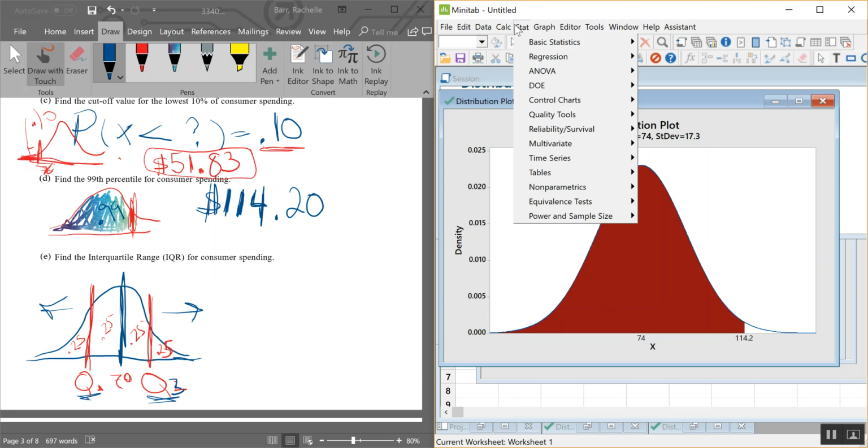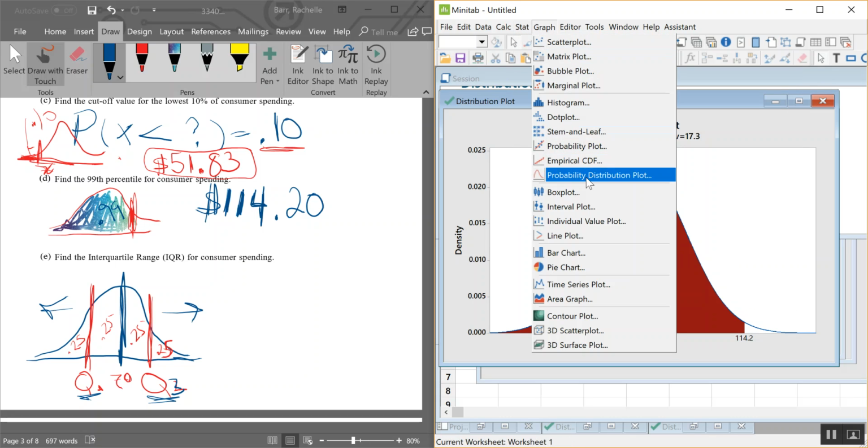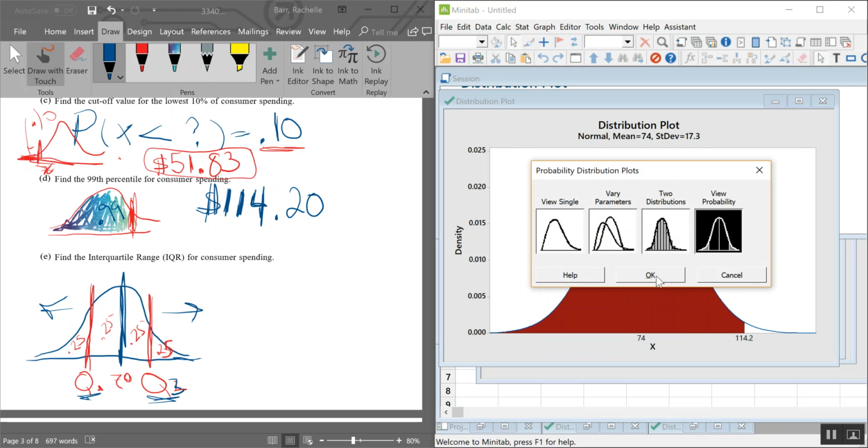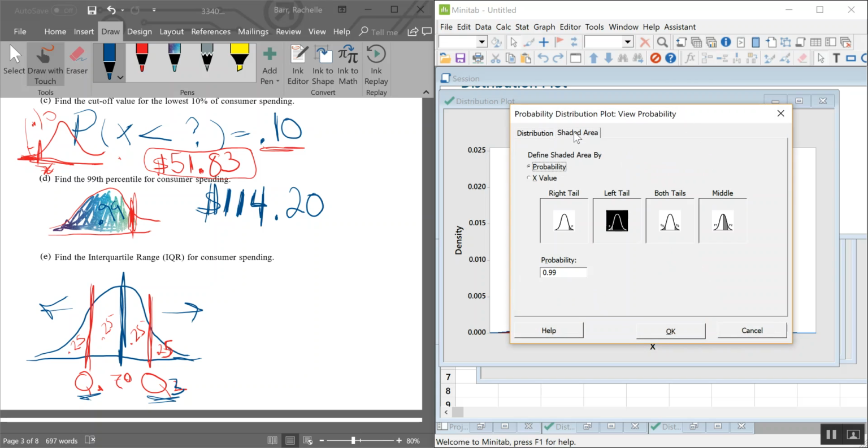So I'm going to go to Stat, Basic Statistics, Graph, Probability Distribution Plot. I'm not fixing that. That was a 5-second screw up. Shaded area. And here's what I'm going to do. I'm going to do middle. Notice middle is the shaded part. That needs to be 50%. How you do middle is it matches the picture. Notice there's little p1 on this side. That's the probability to the left of the area that you're interested in. I want the middle to be 50% because that's what the interquartile range is. It's the middle 50%, or the length of the middle 50%, I should say.